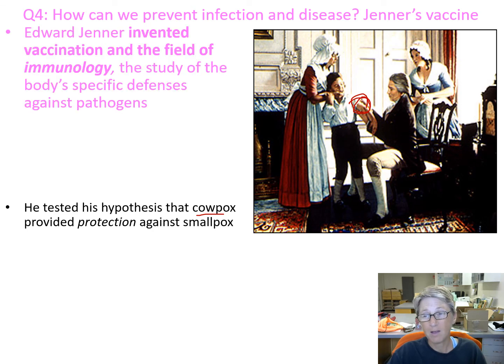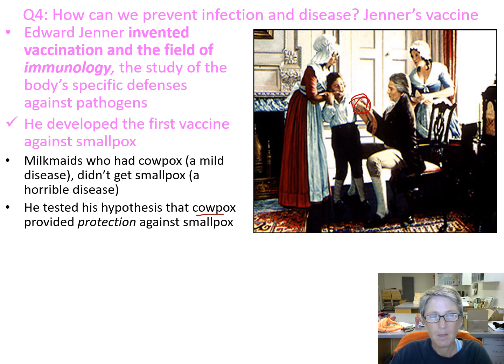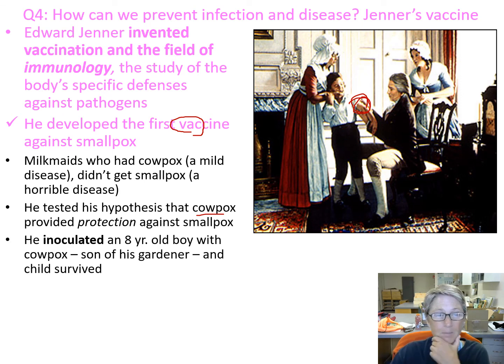So Edward Jenner invented vaccination, basically, and the field of immunology. He developed the first vaccine against smallpox. And vacca is Latin for cow, so that's where we get the word vaccine. So the milkmaids had cowpox, they didn't get smallpox.